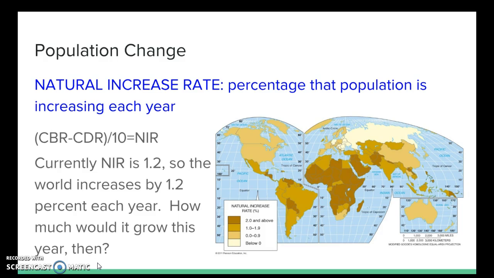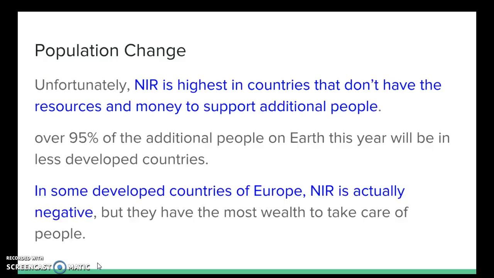Some countries are much higher. Above 2% is considered a high natural increase rate. Above 3% is considered ridiculously high. Below 1% tends to be much of the more developed countries. They are not growing very quickly at all. If it's 0 or below, that means the country is not growing or it is shrinking.